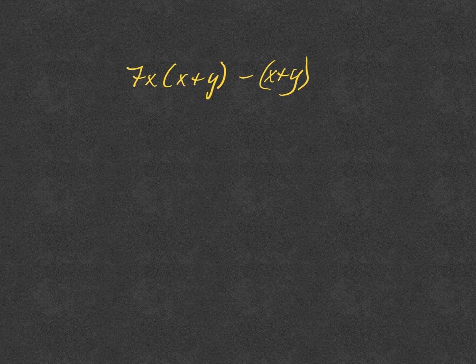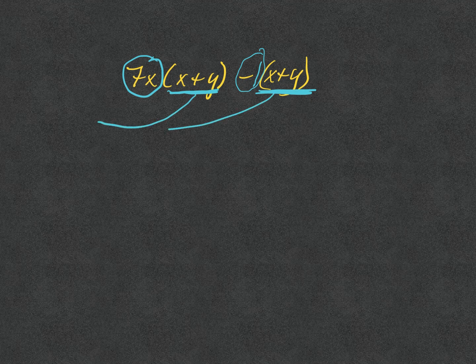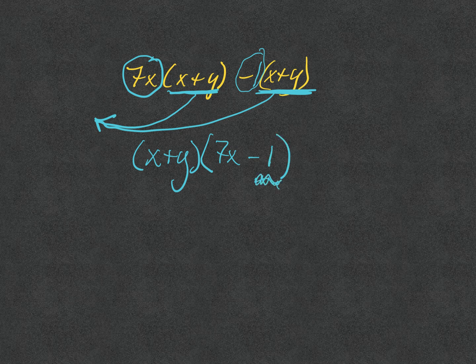Okay, so here's this problem here, and we can see right away that the common group is the x plus y. We can see that right away, okay? Now, what we have in front of this one is a 7x, and what we have in front of this one is a negative 1, okay? So when we factor out the common group, x plus y, we are left with 7x minus 1. And so you have to remember these negative ones or positive ones, that when you factor a group, sometimes you'll just have a 1 there. Okay? And that's it. That's how you factor.